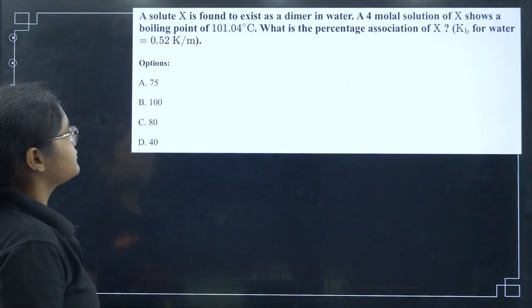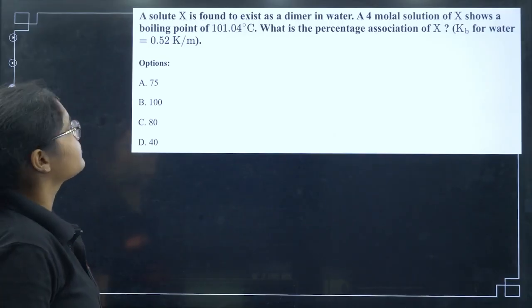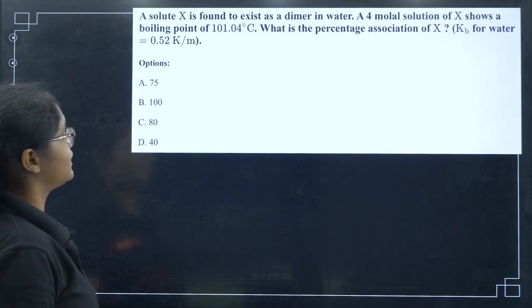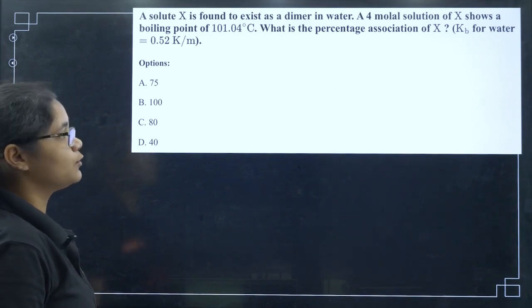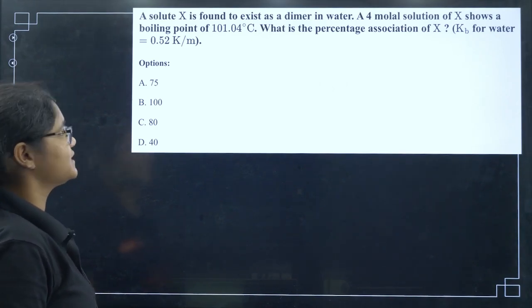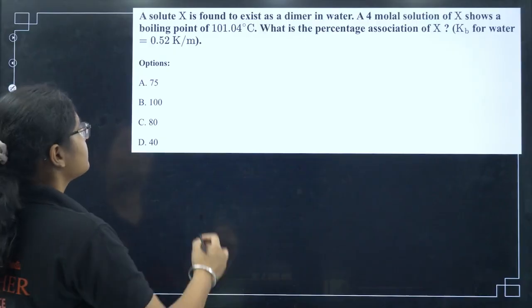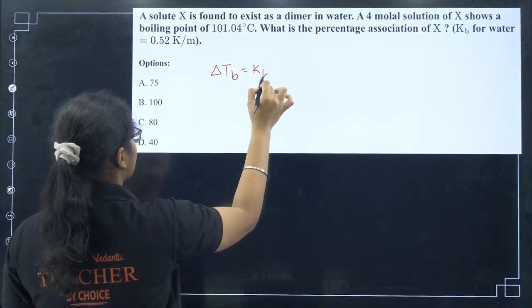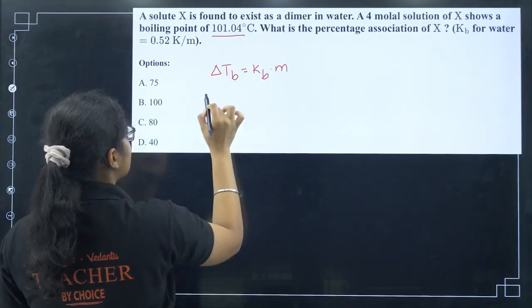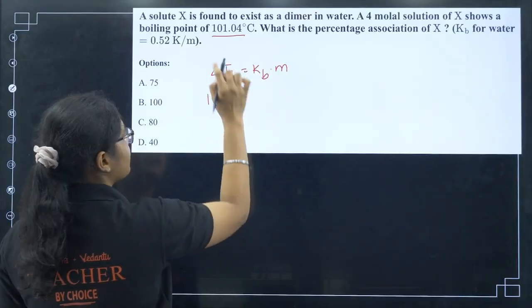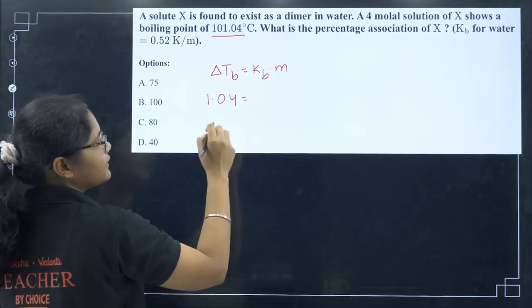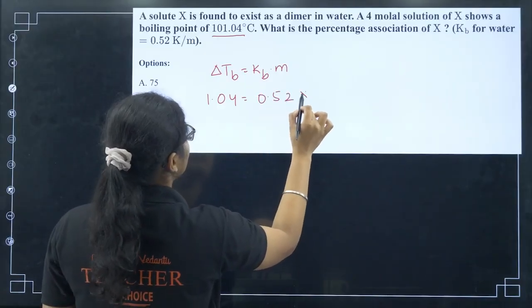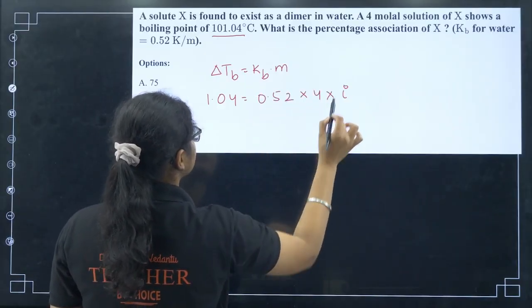Next, the solute X is found to exist as a dimer. A 4 molar solution of X shows a boiling point of 101.04 degrees Celsius. What is the percentage of association of X? So we have this formula, delta TB is equal to KB into m. What is the delta TB value? 101.04 minus 100, 1.04. KB value is 0.52 and molality is equal to 4, and I'll just put i here.